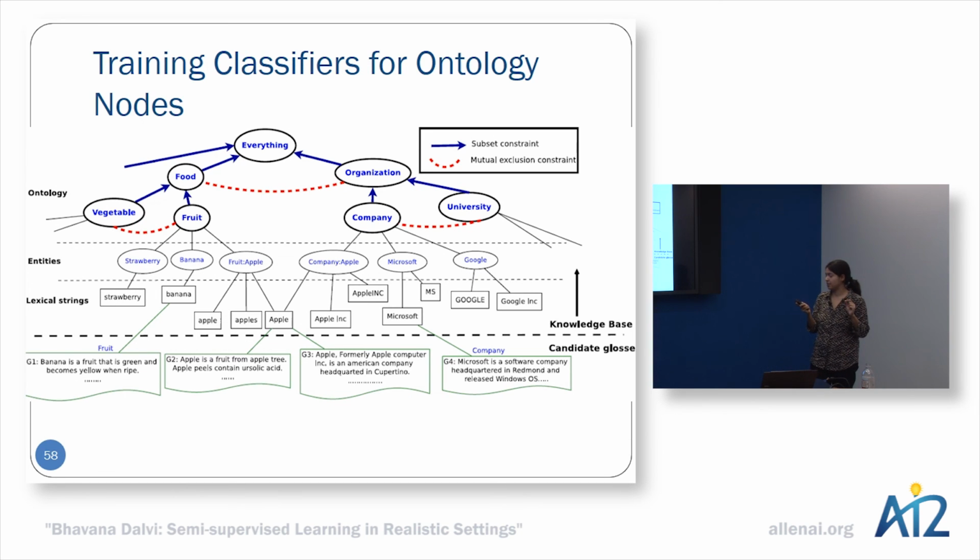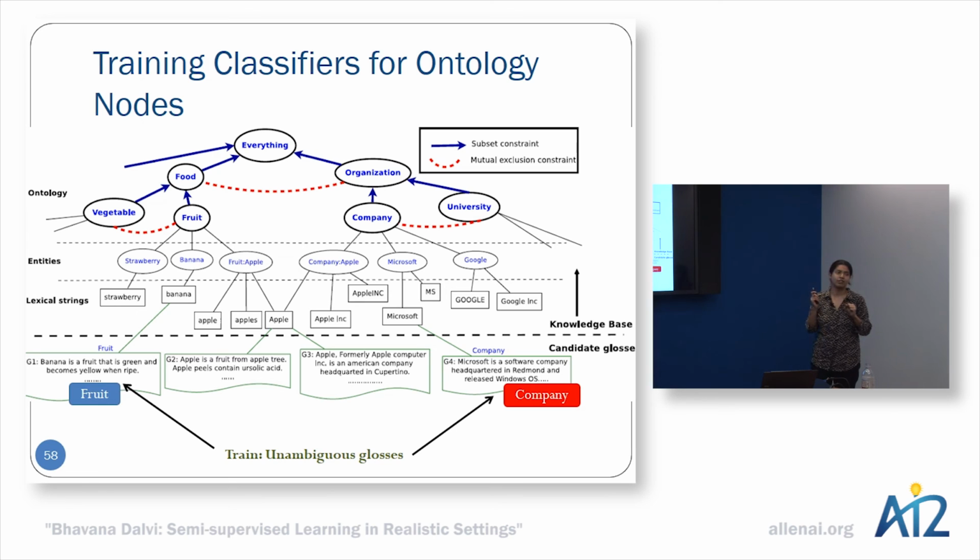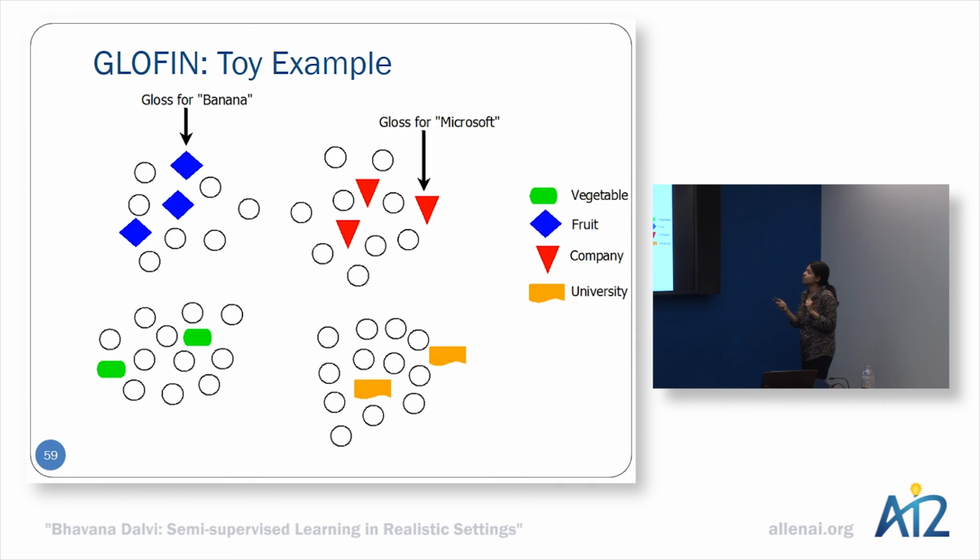We apply a simple heuristic for training these classifiers, and this is acquired from word sense disambiguation work. If there are some unambiguous glosses, like banana and Microsoft in this case, you can label them with fruit and company labels. And now you have training data for categories in the ontology. If you can train on these training examples, then you can predict labels for the ambiguous glosses, and this becomes a semi-supervised learning problem. Further, you don't have just the leaf labels, you can also generate hierarchical labels, and this allows us to learn classifiers for each node in the knowledge base.